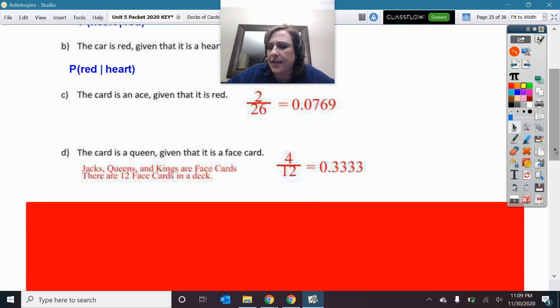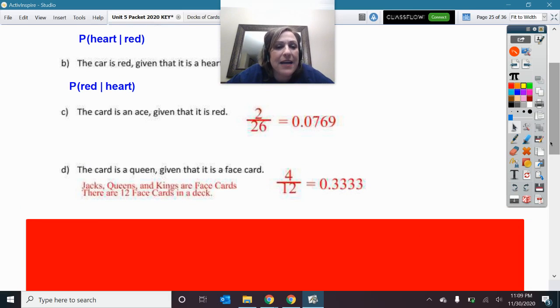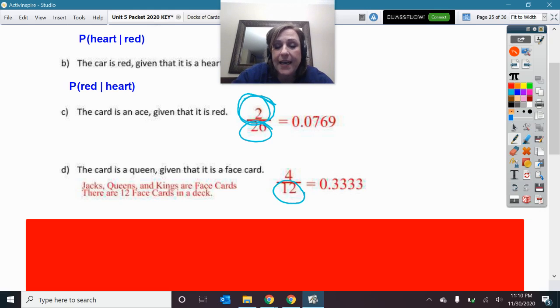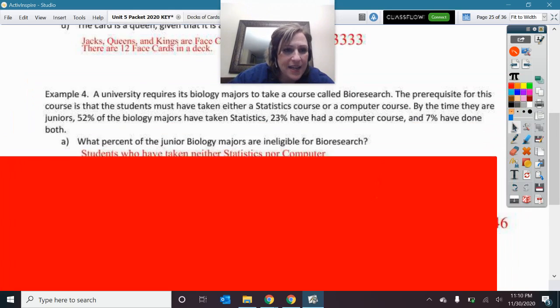All right. Here's how C and D came out. Card is an ace, given that it is red. So out of the 26 red, 2 of those red are red aces. This is not 4 on top. That's 4 aces in the whole deck, but we need the 2 red ones, the red aces. Okay, in the bottom, given that it's a face card, there are 12 face cards. We want the queen face cards, and all 4 of the queens are face cards. Okay, moving on.